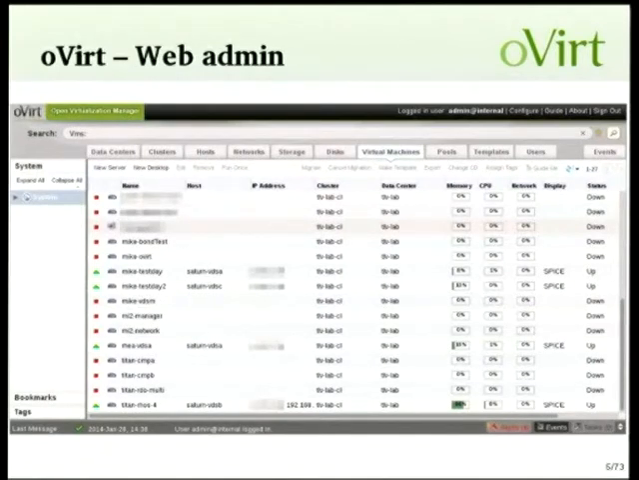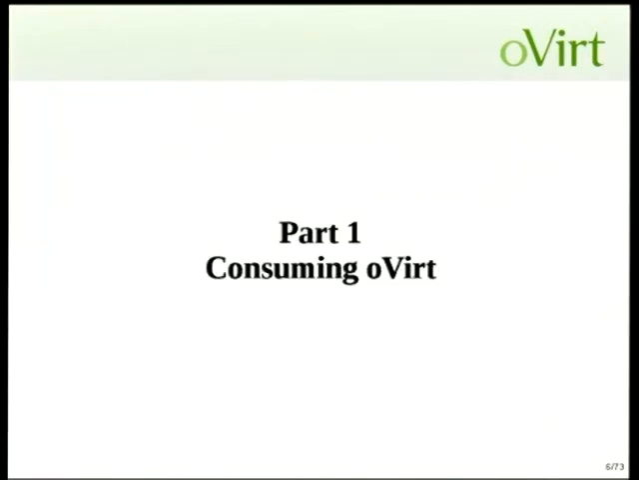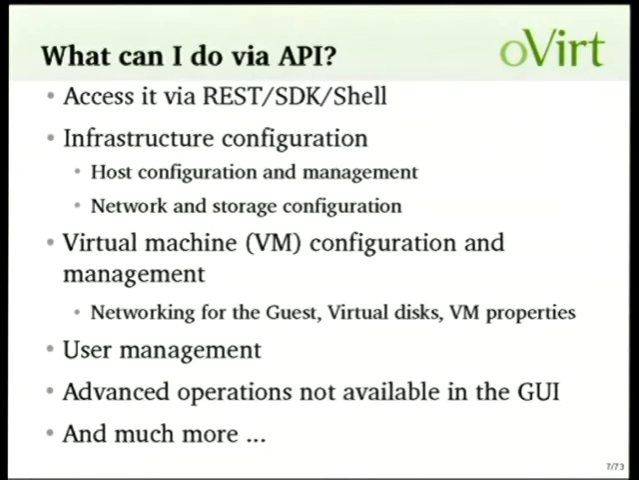We have the web admin and the main tab is the VMs tab. We also have data centers, clusters, hosts, which all comprise the physical hardware. And then we have network, storage, all the resources and the VMs that we manage. It's really a feature-full application. You should check it out on ovirt.org. So first part, how to consume all this wonderfulness.